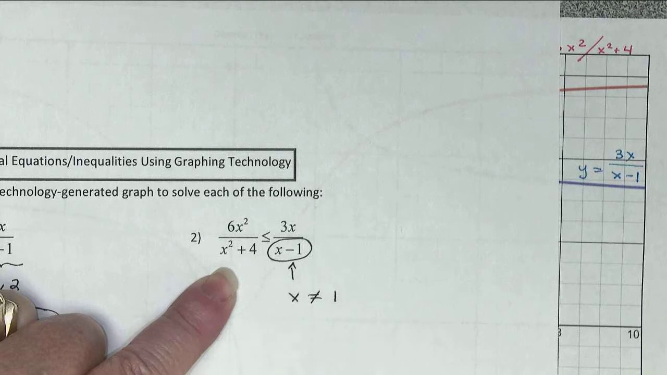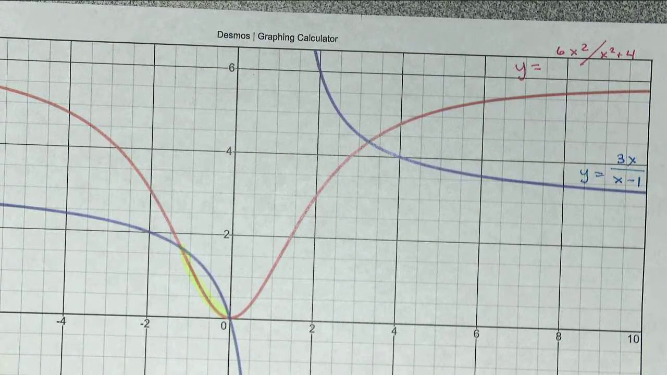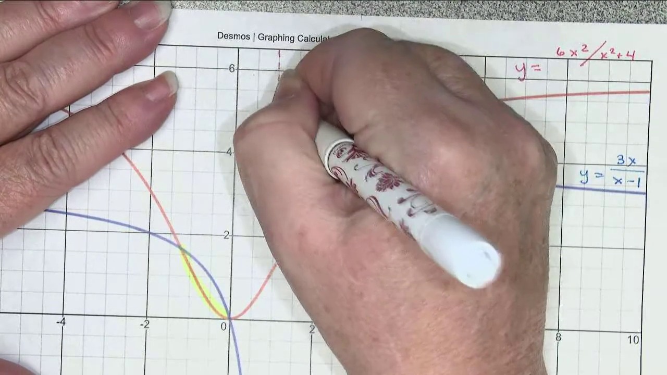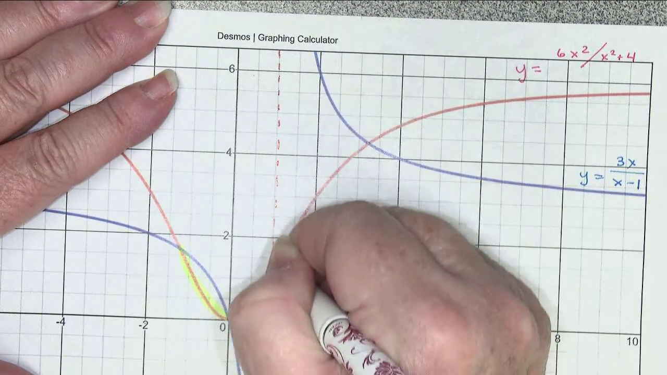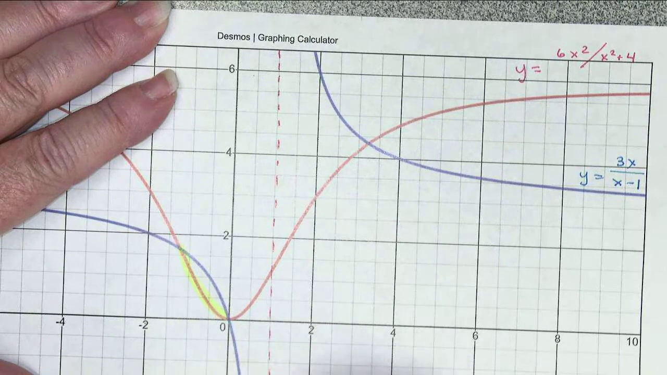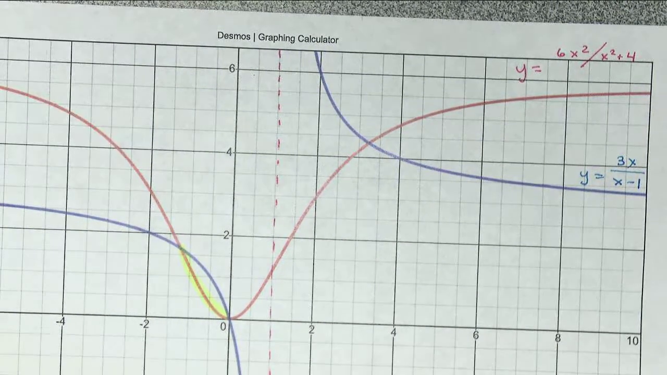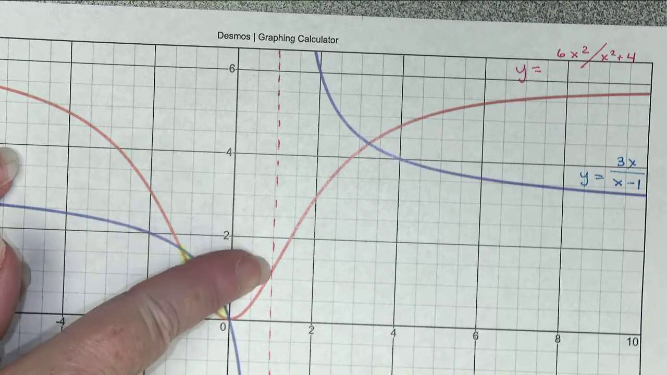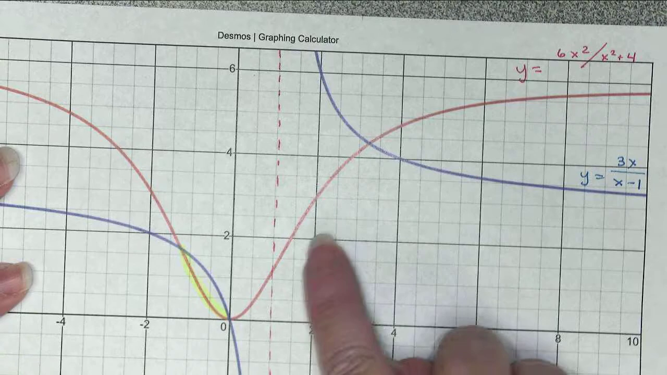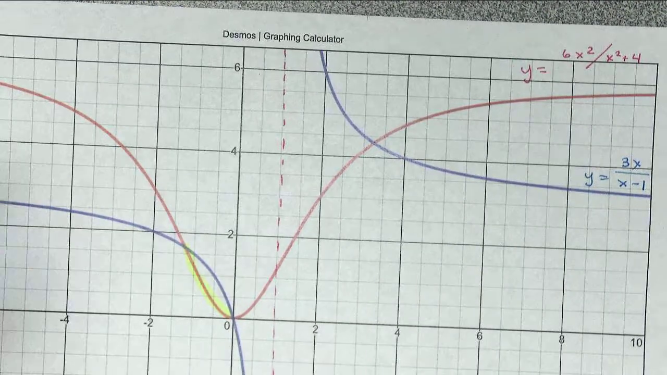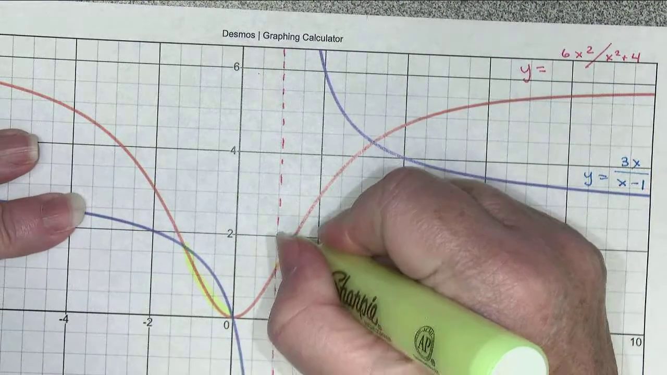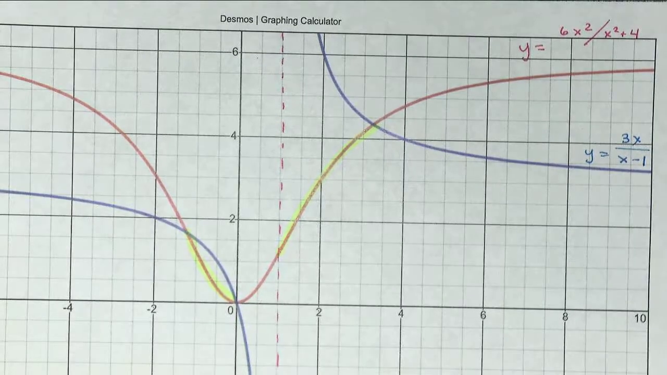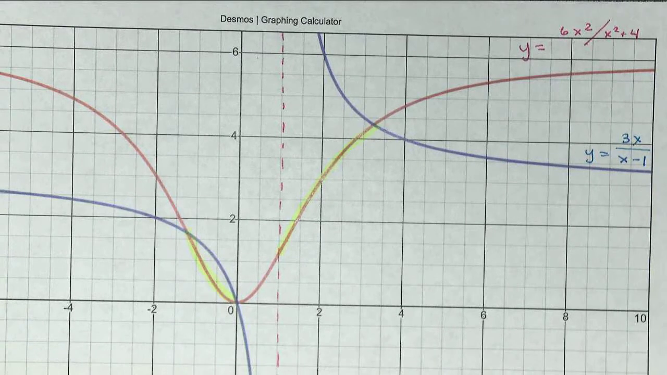But this one is. So if I were to kind of just draw in at x equals 1 here, this vertical asymptote, that's going to tell me what's going on. Before the vertical asymptote, the red one is above the blue one. But after the vertical asymptote, the red one is smaller than the blue one, below it again. So I want that piece. And then at the end, red is above blue again, so I don't want that as part of my solution.